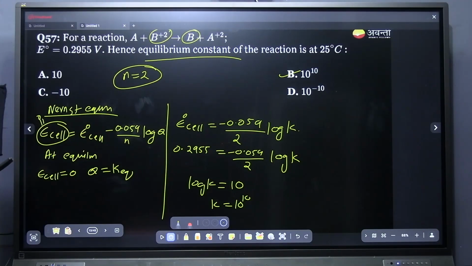Done everyone, shall I move? Yes, just solve it. All are formula based questions only.